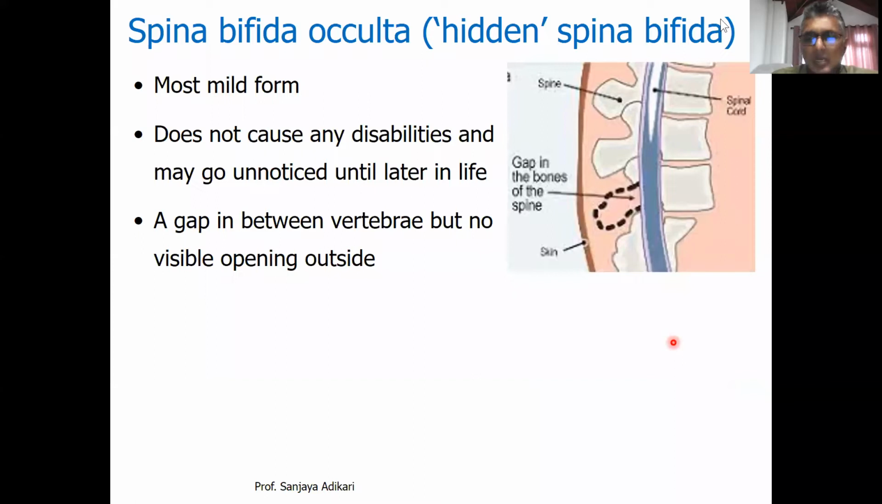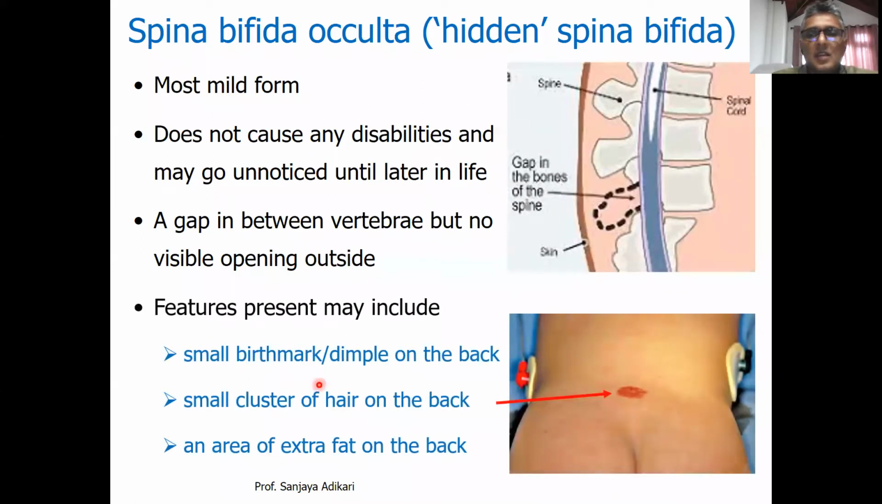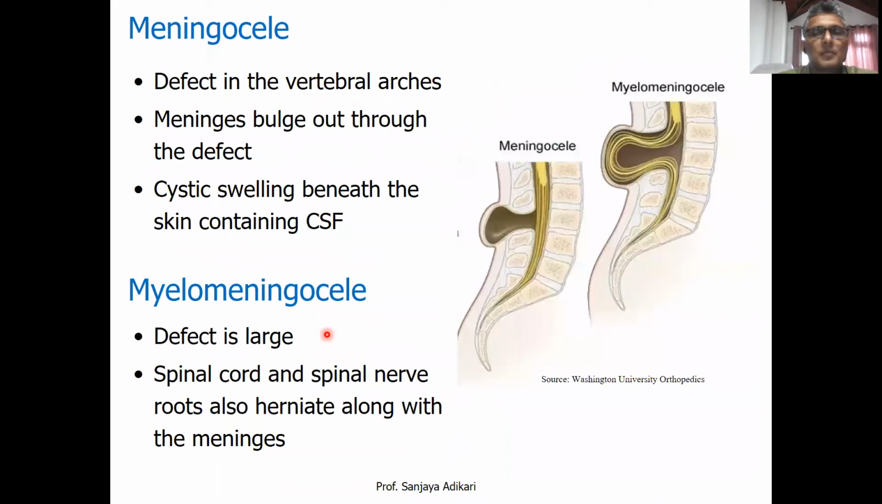Sometimes this is noticed by having some feature in relation to the defect. You can have a small birthmark, like in this baby, outside that actually indicates that there can be spina bifida occulta. Sometimes there can be a dimple in that area, or there can be some hair growth in that area. Or sometimes you don't have any of these, but some small fat pad in that area, a collection of fat underneath the skin, which will indicate the underlying problem. But anyway, this is not a very serious problem. This is the mildest form of spina bifida.